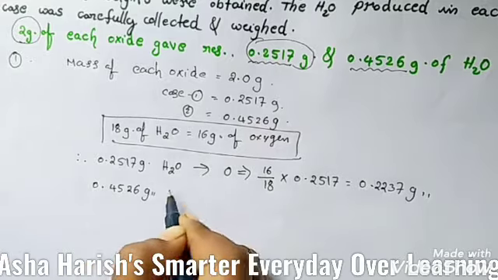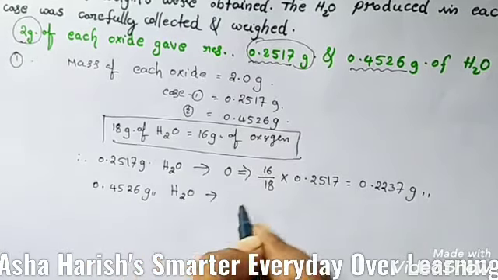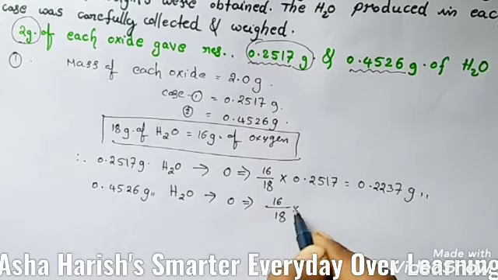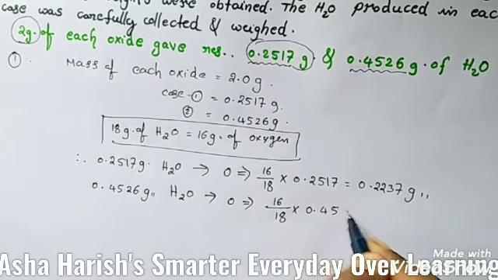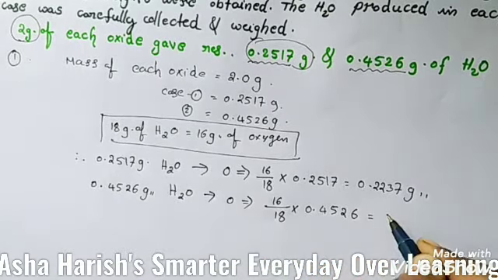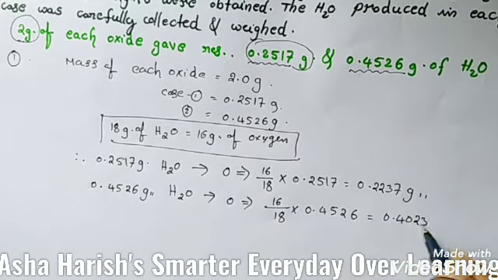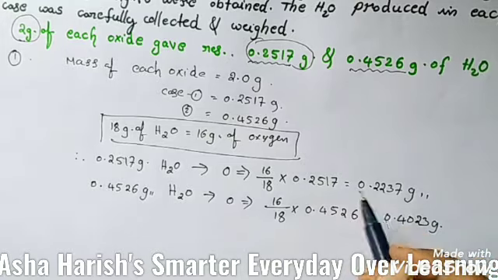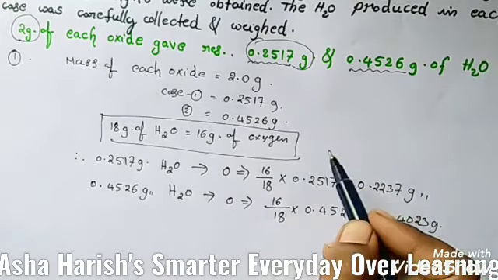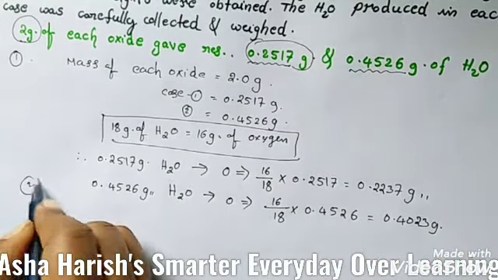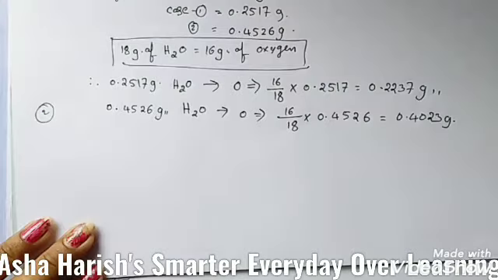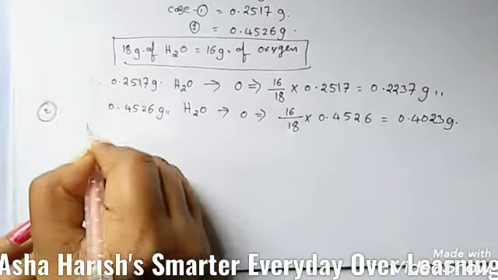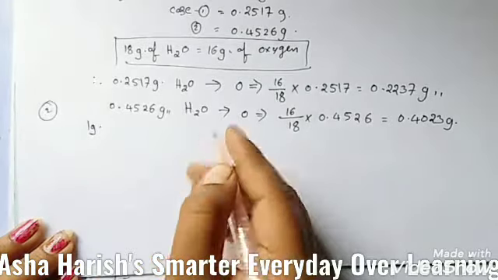And the next one is here in the second case. 0.4526 grams of water contains how much oxygen? For that you need to calculate like this, 16 by 18 into this value 0.4526. Finally, 0.4023 grams you should get. This is only step 1, the calculation of the mass of oxygen in each case of oxide. In step 2, we calculate the mass of oxygen which would combine with 1 gram of metal in each oxide.